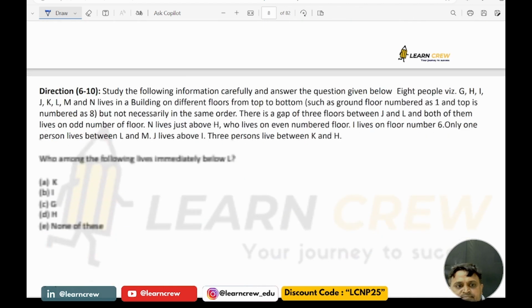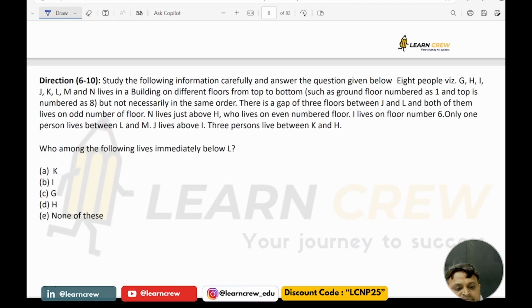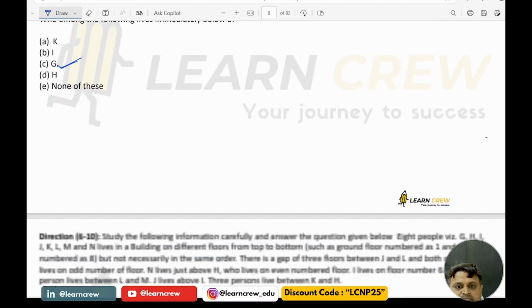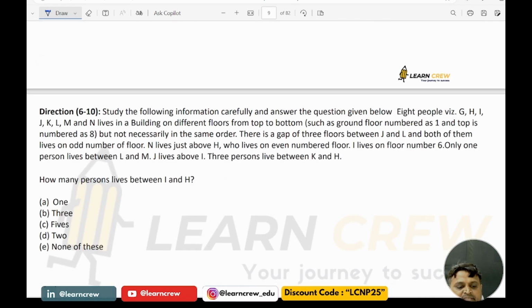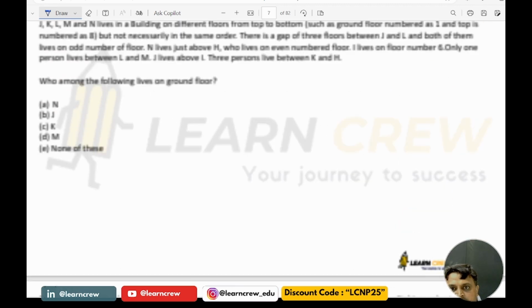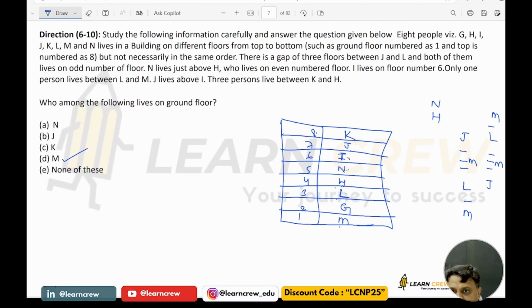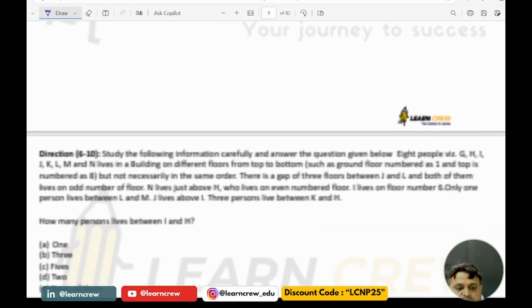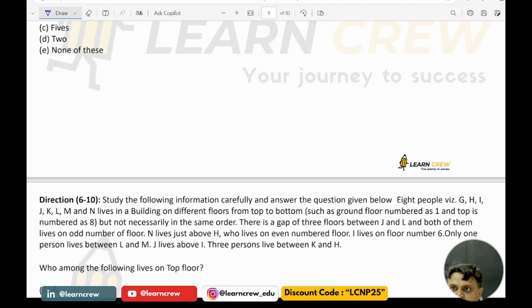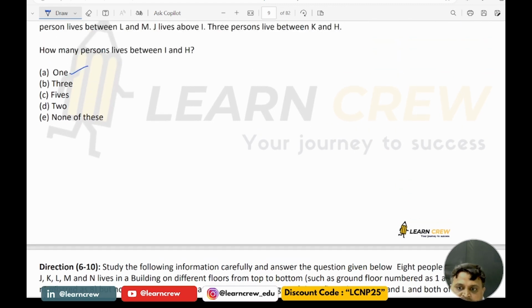Now 7th question. Who among the following lives immediately below L? Just now we have done immediately below L. You have G. Okay. Next, how many persons live between I and H? Between I and H, there is only 1 person, that is N.